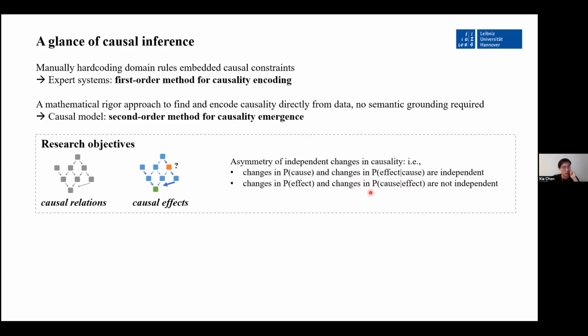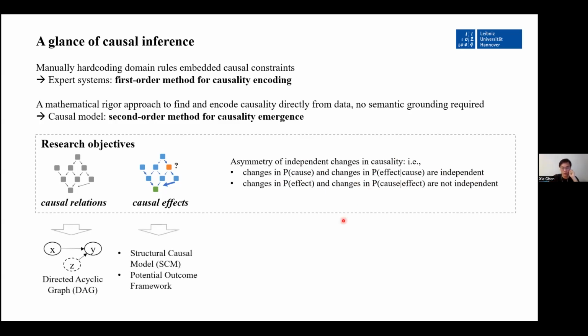And for the causal relationships, the community normally uses the graphical representation, the directed acyclic graph, also DAG, to represent it, and comes with theorems that give the flexibility to test the feature dependencies and to accept hidden variables. And for causal effects, the community normally uses structural causal models, SCM, and the potential outcome framework to analyze it.